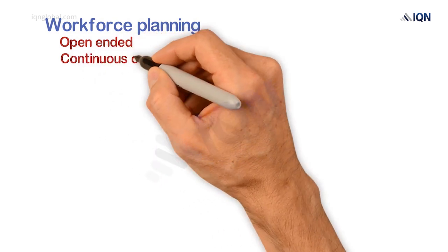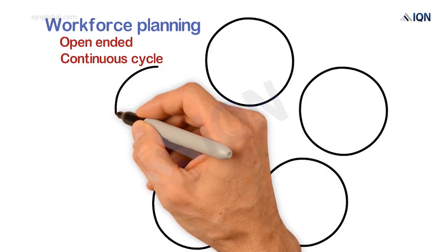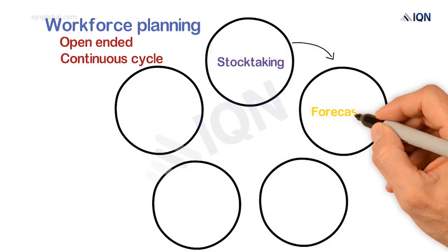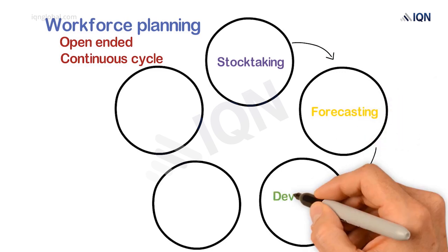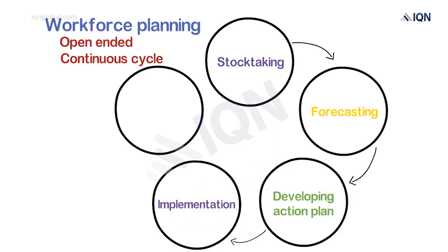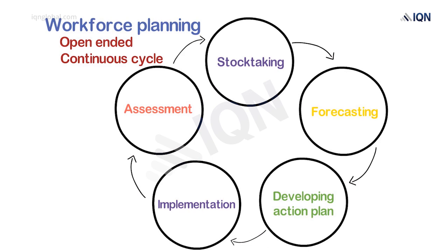Workforce planning is an open-ended process. This process is a continuous cycle. It has 5 stages. The first stage is known as stocktaking. The second stage is forecasting. Third is developing an action plan. Fourth is implementation. And the fifth and final stage is assessment.